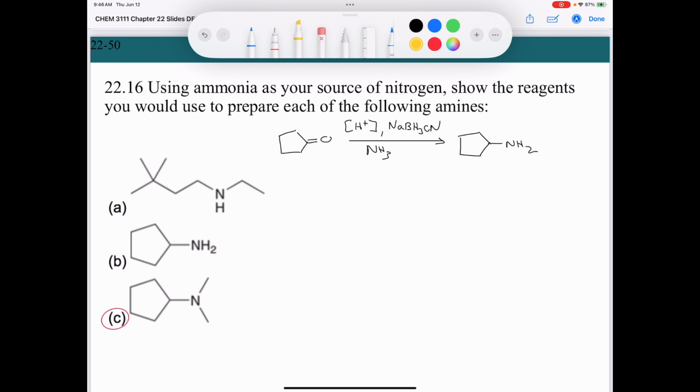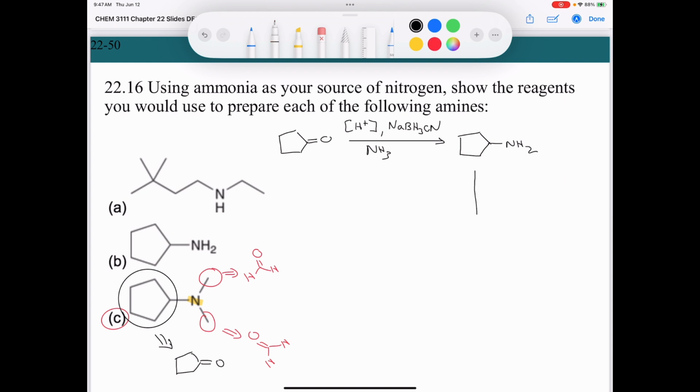Okay, and for C, again, our nitrogen is going to come from ammonia. This portion here is going to come from cyclopentanone, so you can see why I left the answer to the previous problem up, right? And then these two groups here are methyl groups. They're both going to come from the same molecule. They're both going to come from formaldehyde, okay, the simplest possible aldehyde. There we go. So the first step is already written out for us. It's the same as it was in the previous example.